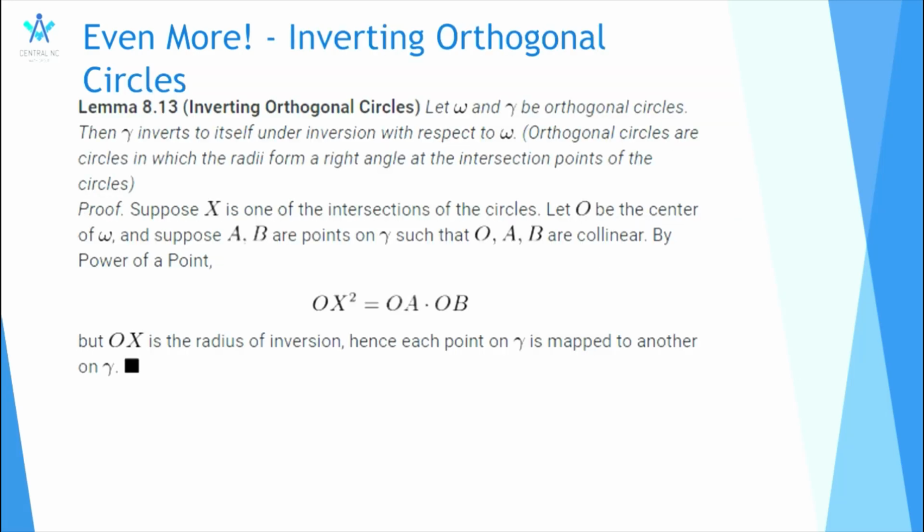Let's go. First, lemma 8.13, which is inverting orthogonal circles. Let omega and gamma be orthogonal circles. So orthogonal circles are where the radii are perpendicular to each other at the intersection points. Let me draw that. Of course, you need to see that.